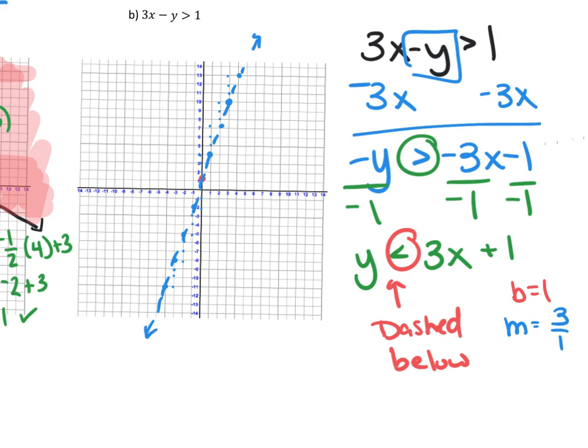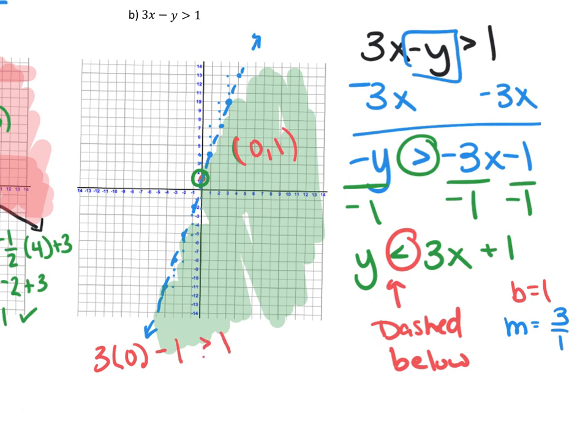There's the line. The shading says shade below the y-intercept. So I'm going to go below the y-intercept, where the y value is getting lower or smaller, down here. And again, I can test those points to make sure that they're actually correct, or you can just test the y-intercept real quick. Remember, our y-intercept was the point (0, 1). So if I test with (0, 1), that's 3 times 0 minus 1. Is that greater than 1?